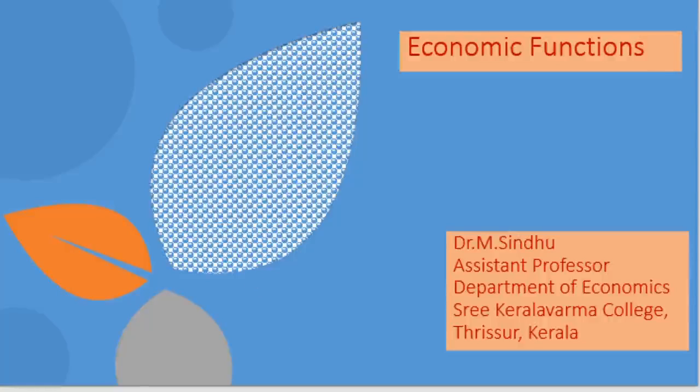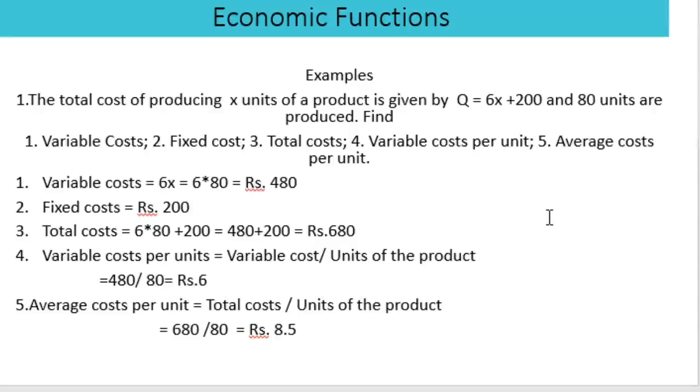In this section, some examples are given. The first question: the total cost of producing X units of a product is given as Q equal to 6X plus 200, and 80 units are produced. We need to find the variable cost, fixed cost, total cost, variable cost per unit, and average cost per unit. These costs need to be derived from this function.